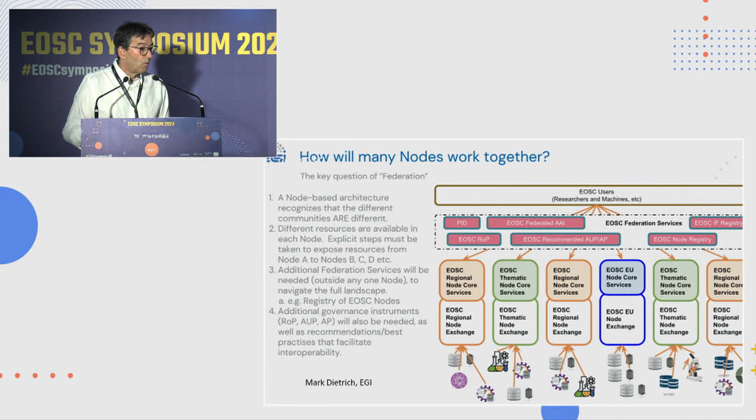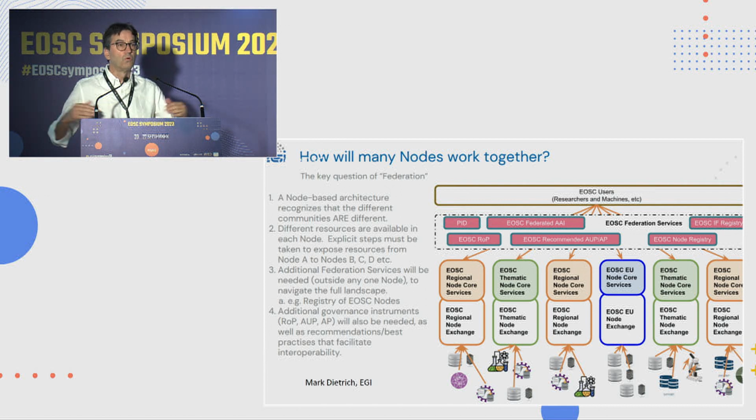Okay. Also this week, Mark Dietrich from EGI had a brave attempt at trying to understand what would be the consequences on the overall architecture if we deploy in a node model, highlighting that there are some federating services which are required across all nodes, and you can see those ones there, and that there may be variations in terms of the core services at each node and variations in the exchange services at each node. So again, saying there's not one size fits all. There can be different parts of those as well.